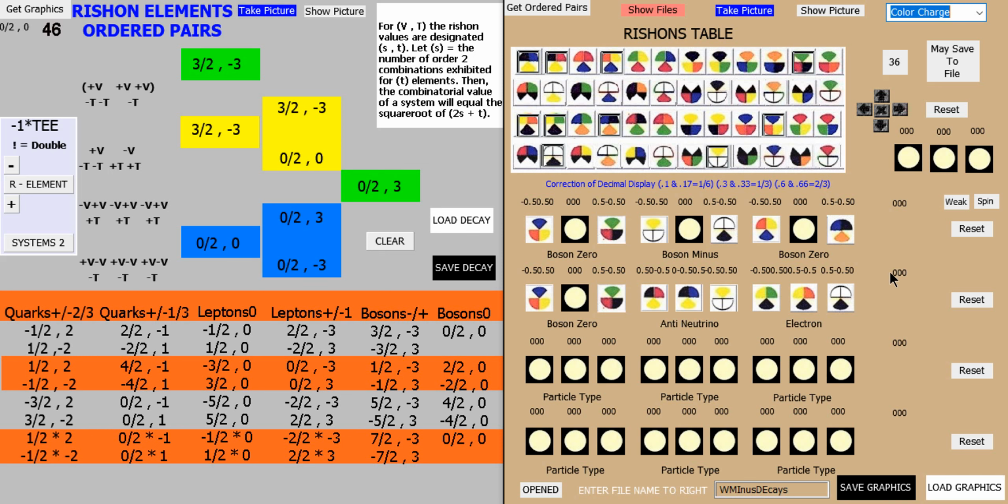And so there we have the decay of the vector W boson minus particle, and we see that not only are the decay products consistent with the standard model, but so are the primary quanta, all consistent with the standard model.